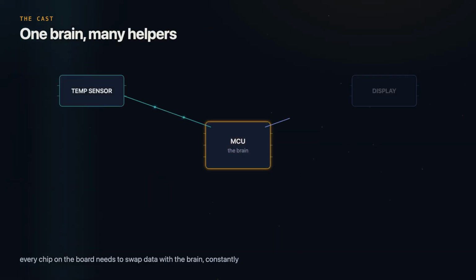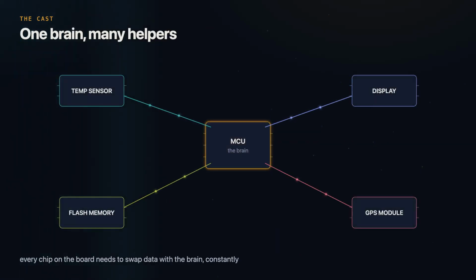Here is the cast. In the middle sits a microcontroller, the brain. Around it, the helpers: a temperature sensor, a display, flash memory, a GPS module. The brain needs readings from the sensor. It needs to push pixels to the display. It needs to save files to memory. All of that is chips talking to chips, and it never stops. The question is how they do it.